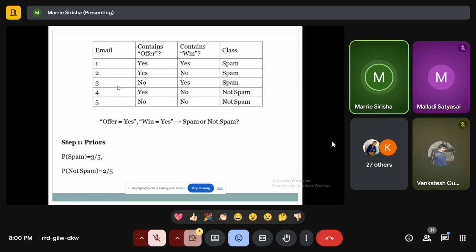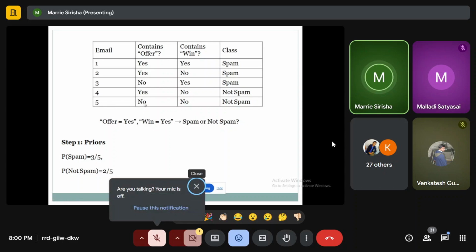నెక్స్ట్ థర్డ్ ఈమెయిల్లో ఆఫర్ అని వర్డ్ ఉందా? లేదు, బట్ ఐ హ్యావ్ విన్ వర్డ్ ఉంది, సో ఇట్ ఈస్ ఆల్సో కన్సిడర్డ్ as spam. And in the fourth email I have offer yes and win no, then it is not a spam. And fifth mail lo enti, I have no offer no win, so it is not a spam.